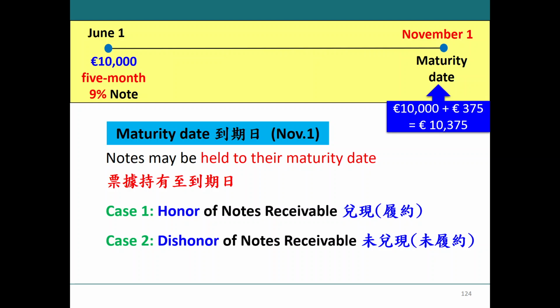What if you are lucky, got the cash? What if you are unlucky, you didn't get the cash? Okay? So case 1, honor, 兑现, means what? You are lucky, you got the cash. Case 2, dishonor, 未兑现, means what? You are unlucky, so you didn't get the cash.